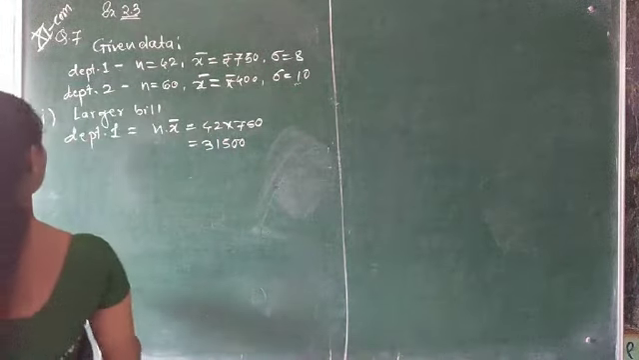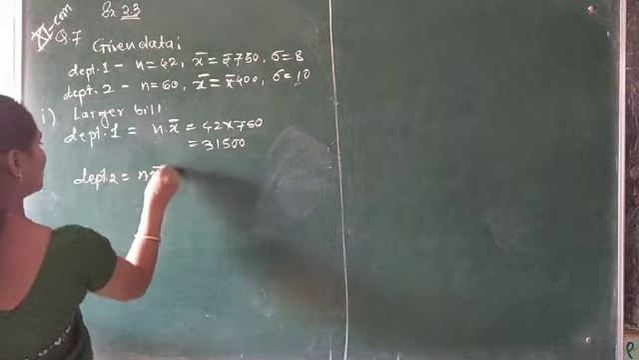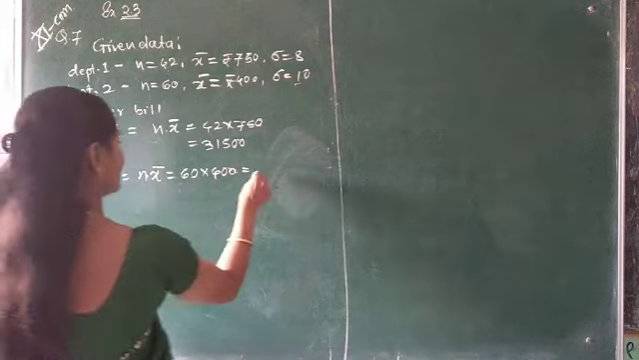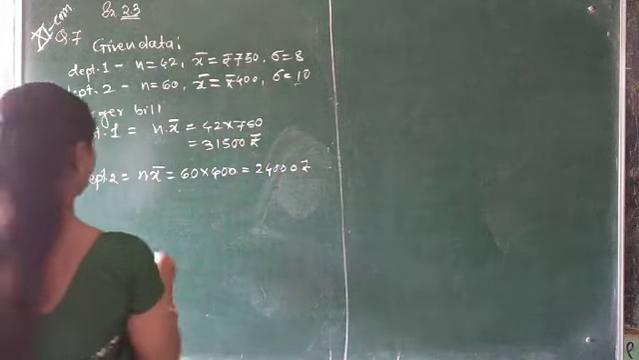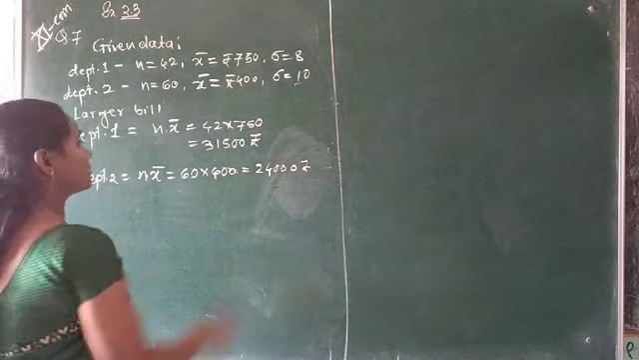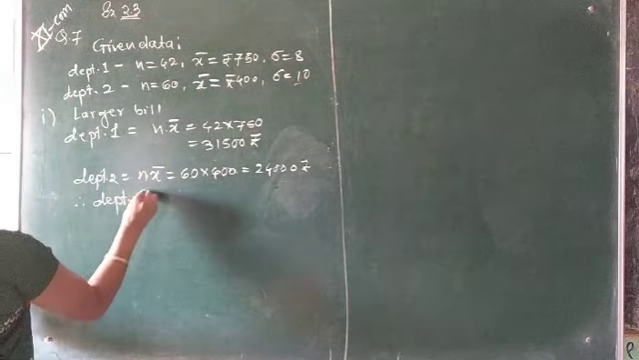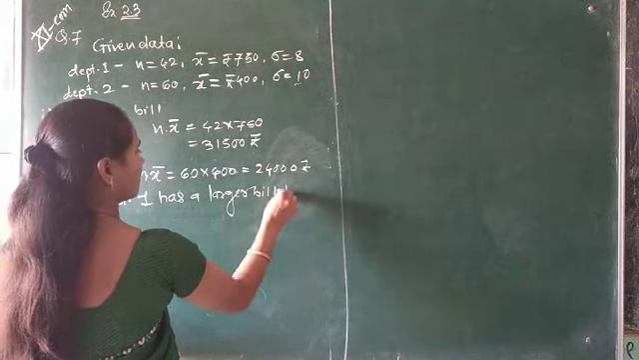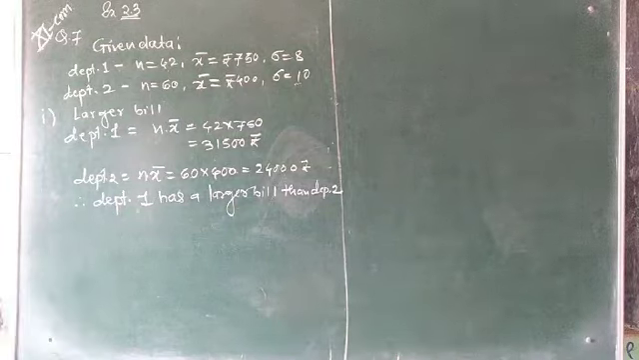Now find for department 2, which is equal to n into average, which is 60 into rupees 400, that is rupees 24,000. For department 1 it is rupees 31,500 and for department 2 it is rupees 24,000. पण जास्त मोठं कुणाचं आहे तर रुपीज 31,500. So department 1 has a larger bill than department 2.